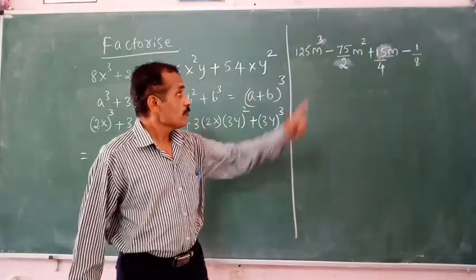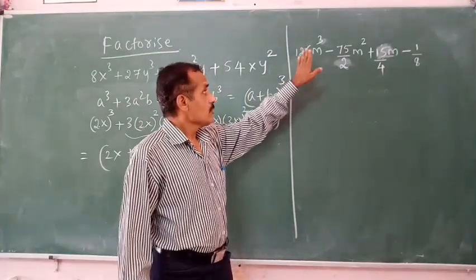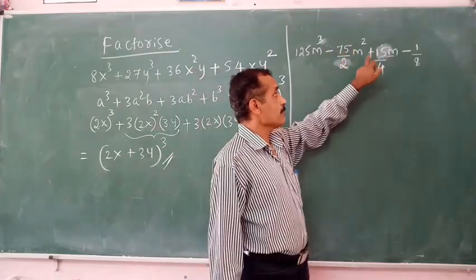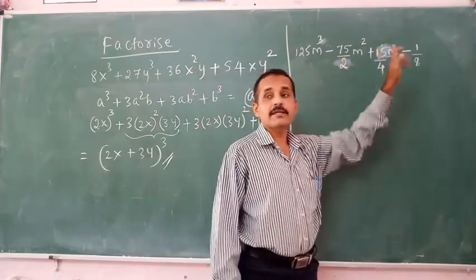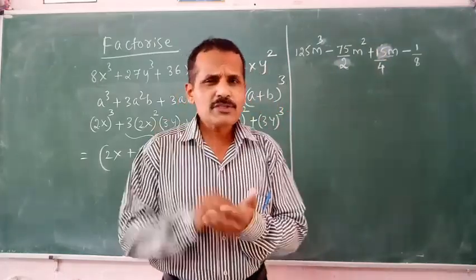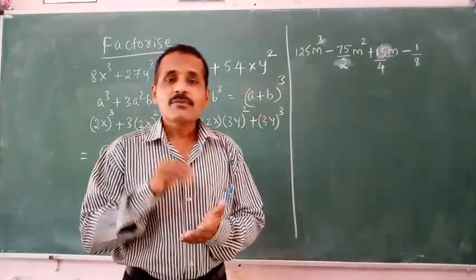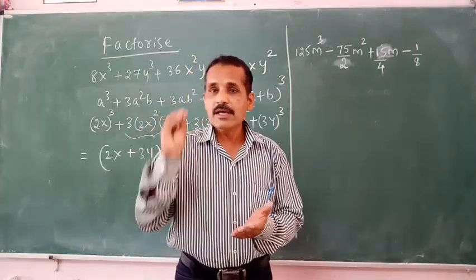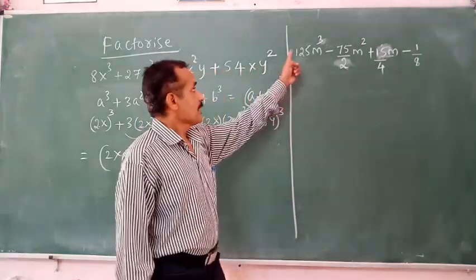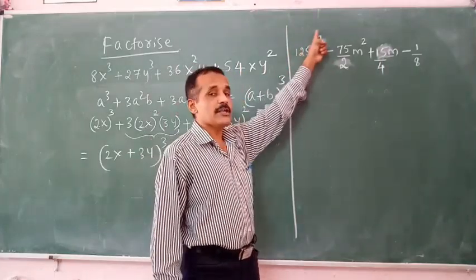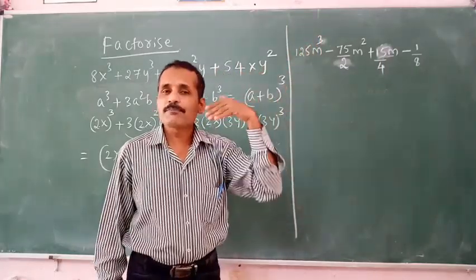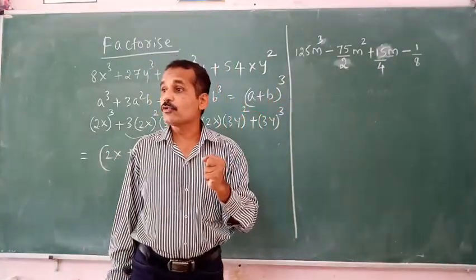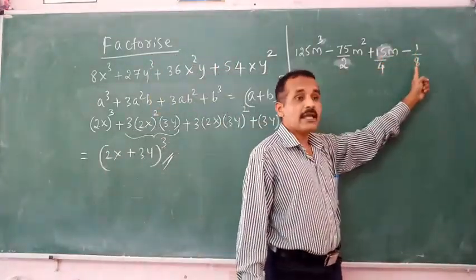Let me go for one more problem here. 125 m cube minus 75 by 2 m square plus 15 by 4 m minus 1 by 8. Now my first work is to identify, are there two perfect cubes? Here is the first perfect cube, 125m cube. 125 is a perfect cube, 5 cube is 125. But where is one more perfect cube? That is 1 by 8.